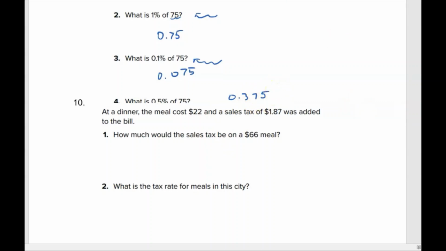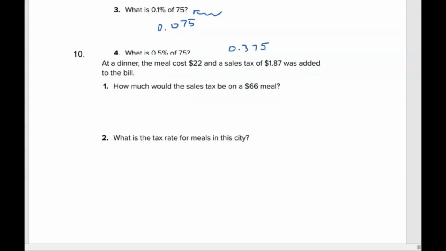Okay. On to number 10, where it talks about a dinner and a meal. Costs $22, and we got some sales tax. And then the first question asks, how much would it be on a $66 meal? Okay, well, the first thing then I need to know is what's my sales tax percent? That's kind of what I got to figure out.